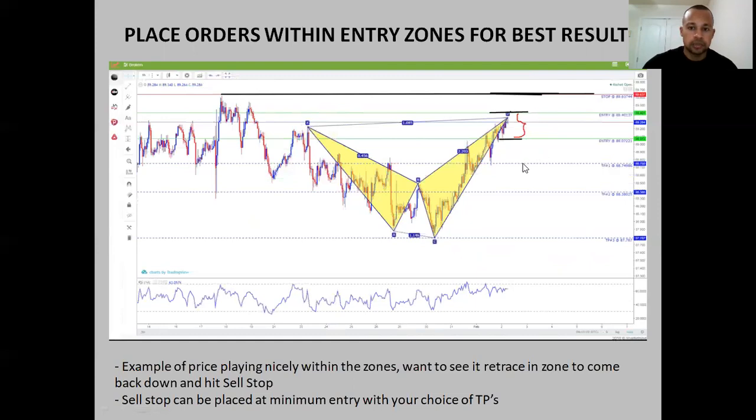So this is what we're looking for. This is one of the key things right here we're looking for as a good entry, and put in stop zones instead of market execution. So that way we give the market time to come down, retrace back, and actually see if it's going to head the way that we need to in order to get our profits. All right.